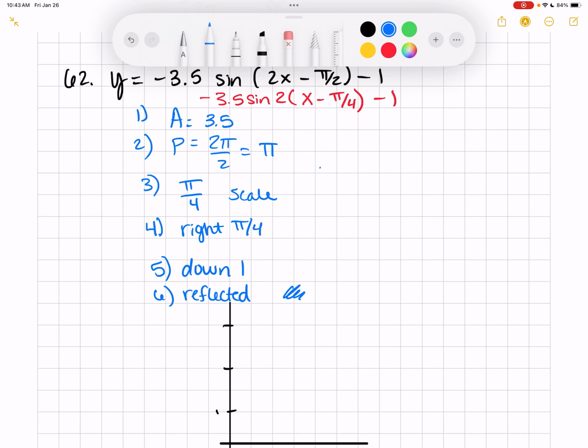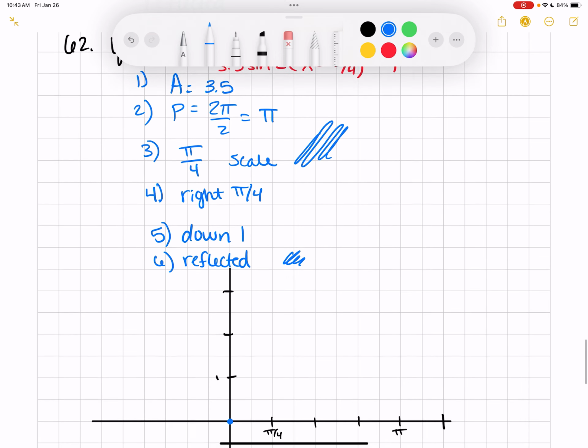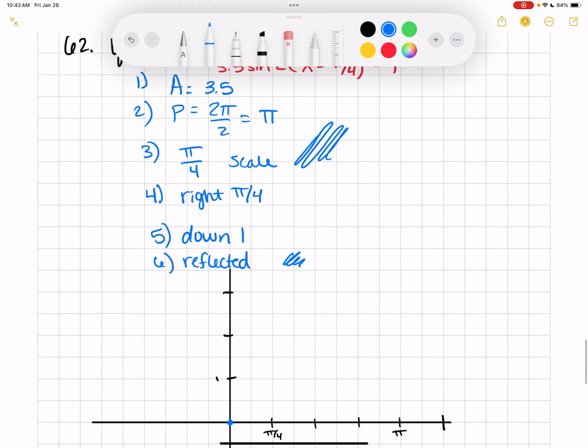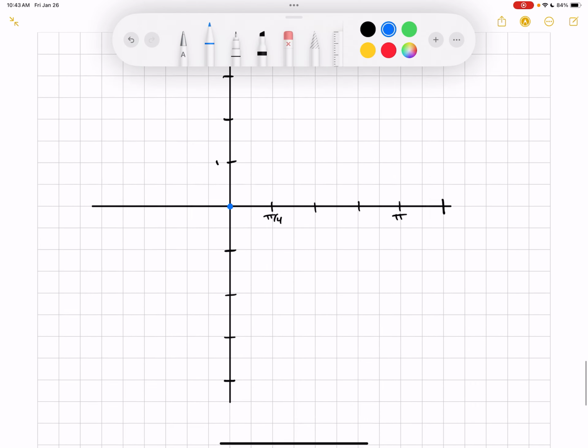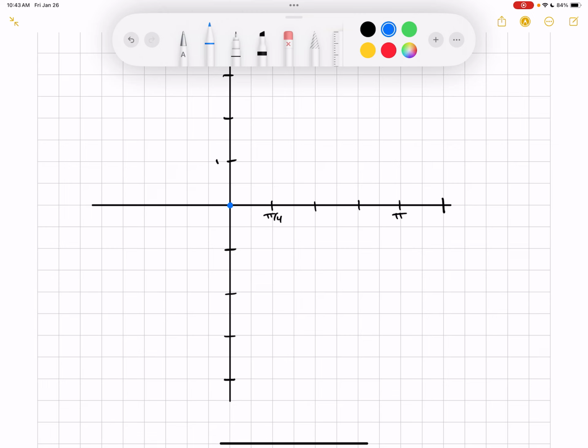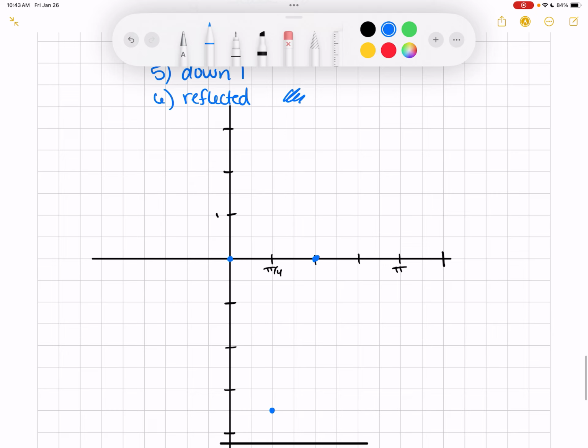I'm just going to do that there, so that way we can see what's happening. And then when I do the right and the down, I'll show the other colors that I'm using for that. So I'm going to go down, and the amplitude was 3.5, so that's going to be down here. Here. This point, it's all the way up here. This one is here.